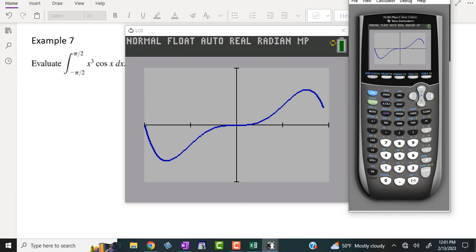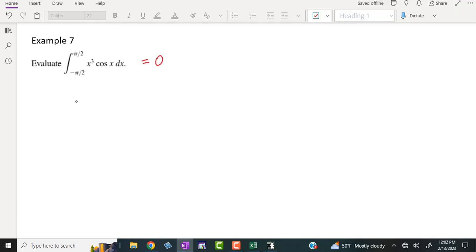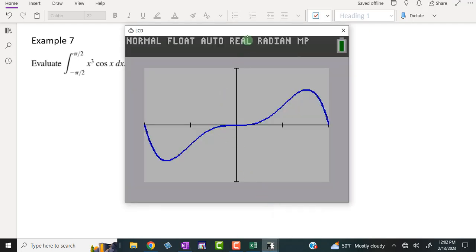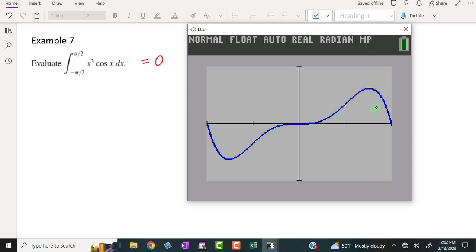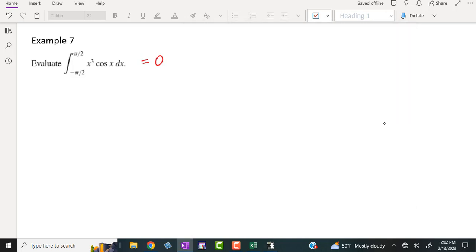Remember, odd functions are symmetric about the origin. The area that's below the x-axis is exactly equal to the area that's above the x-axis, isn't it? That means that this will actually be equal to 0, because the area that's above the x-axis right here is equal to the area that's below the x-axis, and we're integrating from negative pi over 2 to pi over 2. So this wraps up section 8.1.